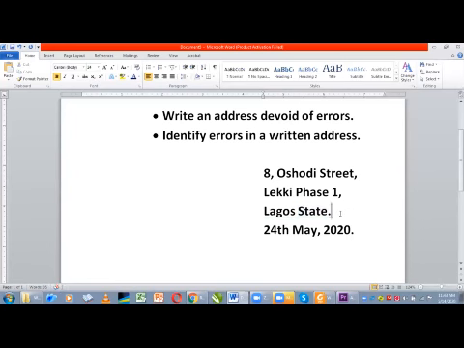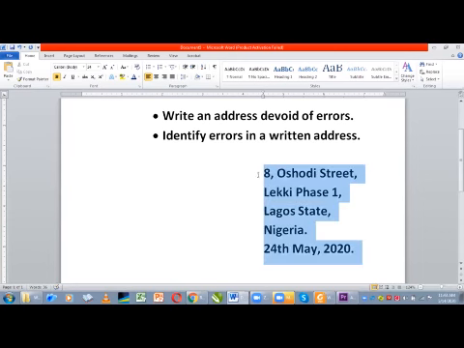If the person is not living in the same country with you, you can now do this, Lagos, Nigeria, full stop. This address is simple. Once you get this right, you will actually send a signal to the examiner that you know what you're doing. Observe these rules, look at the punctuation marks, look at where they are placed.